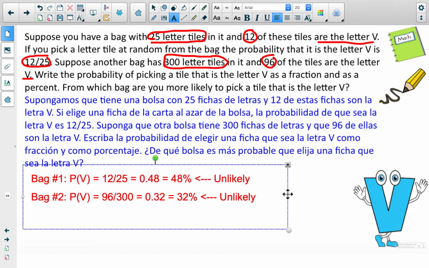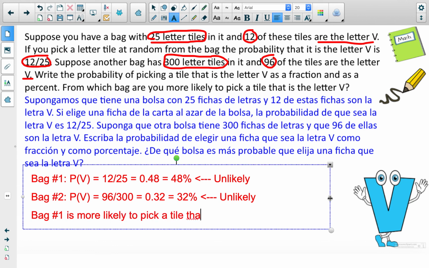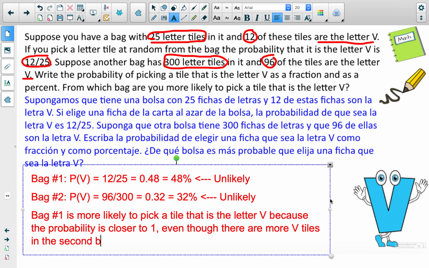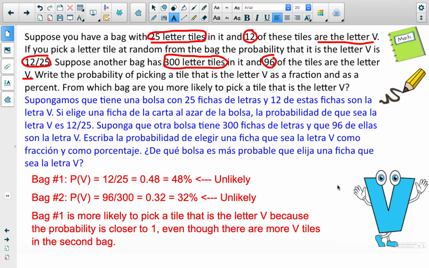Now, to answer the question, from which bag are you more likely to pick a tile that is the letter V? Bag number 1 is more likely to pick a tile that is the letter V because the probability is closer to 1, even though there are more V tiles in the second bag. It doesn't matter how many total V tiles there are. It's a combination of how many V tiles in comparison with the total number of tiles. Just want to be 100% clear with that.